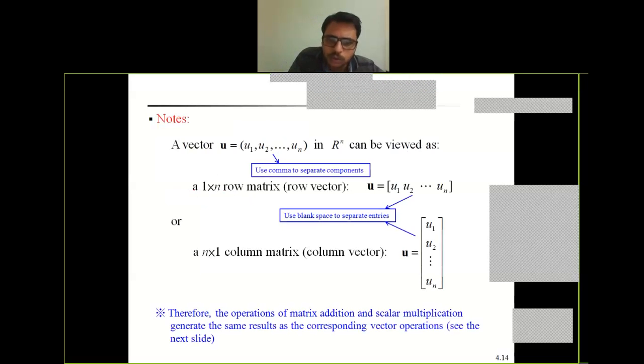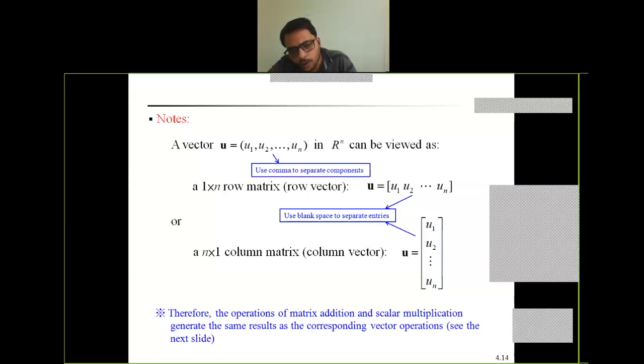These are just some random observations from matrices. A vector u can be represented either in row form or in column form. In row form, it will look like u equals u1, u2, up to un. If we want to represent the vector u as a column vector, it will be represented like this: u1, u2, up to un.